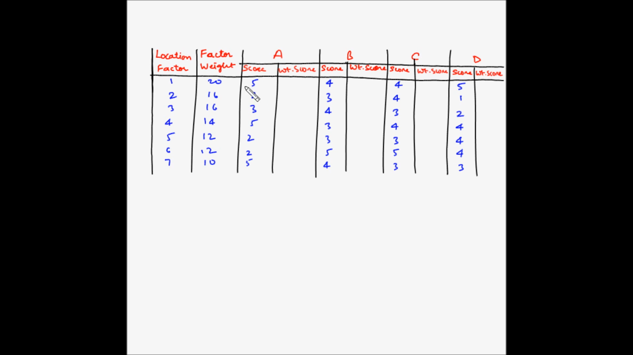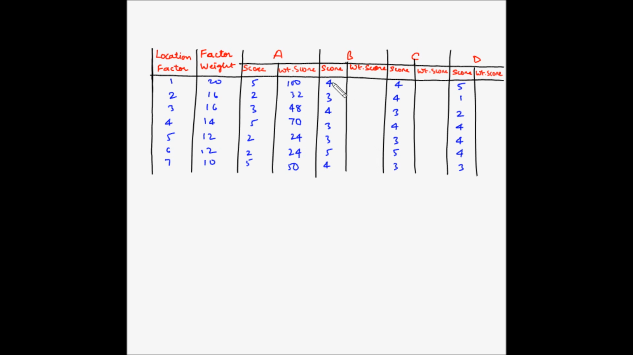So let's calculate. For A: 20 5s are 100, 16 2s are 32, 16 3s are 48, 14 5s are 70, 12 2s are 24, 12 2s are 24, and 10 5s are 50.